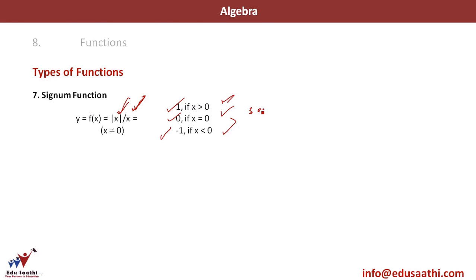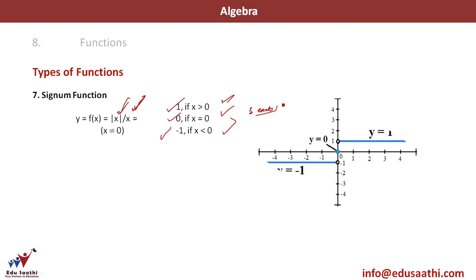There can be 3 cases only for the output of a Signum function, and therefore the graph of a Signum function looks like this. Y is equal to 1 if x is positive, if my input is positive. Y is equal to minus 1 if your x or your input is negative, and y is equal to 0 if x is equal to 0.